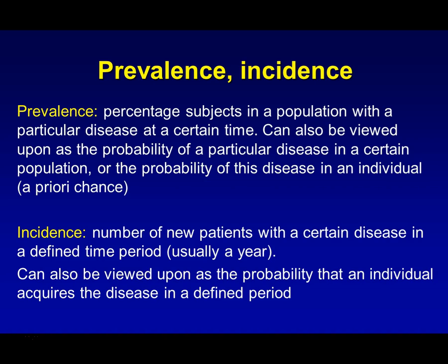We call it the a priori chance. The incidence is the number of new patients with a certain disease in a defined time period, for example a year. It can also be viewed as the probability that an individual acquires the disease in a defined period.